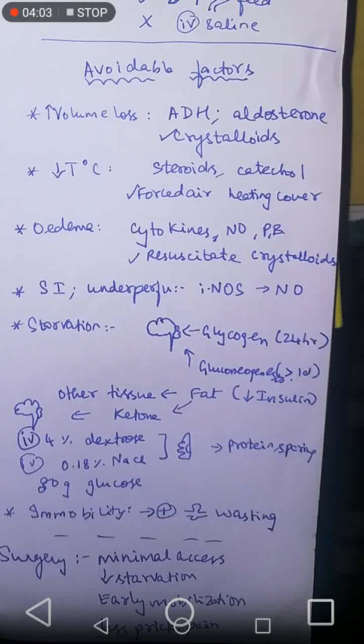Starvation: initially the brain will need glucose, which is why the glycogen is converted to glucose, and after 24 hours gluconeogenesis takes place. Other tissues will metabolize fat because of low insulin. Fat is going to convert into ketone bodies, which are taken up by the brain. We don't want any protein to be wasted, which is why giving an adequate amount of glucose is very important. So IV 4% dextrose and IV 0.18% NaCl is very important, which is protein sparing. It equals 80 gram of glucose.